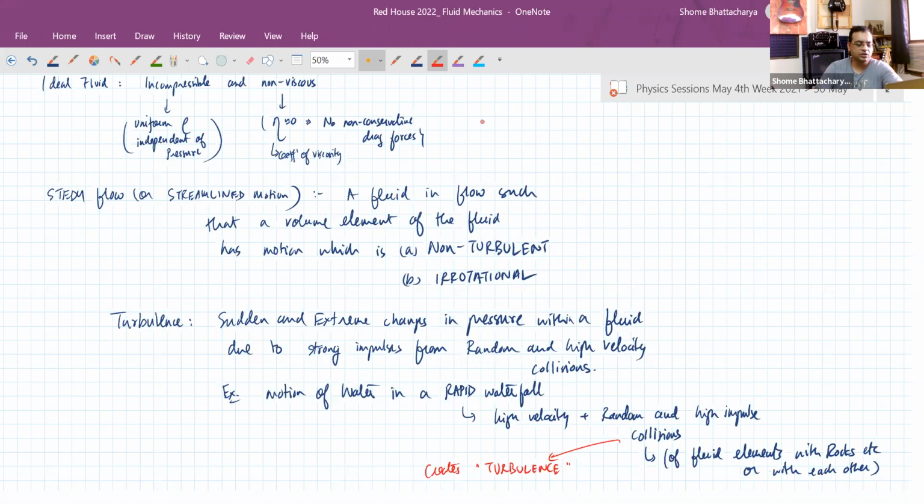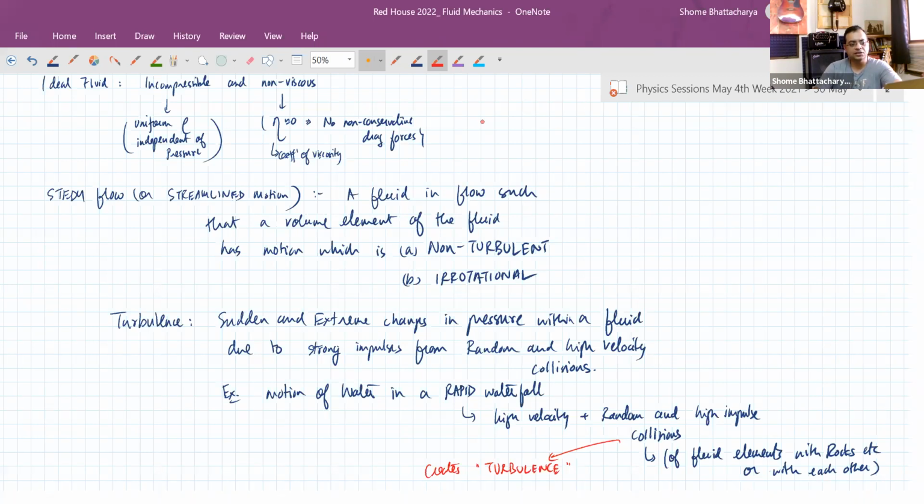And hence, it doesn't come in the category of steady flow, because steady flow or streamlined motion is above all a very predictable type of motion where nothing is changing randomly and nothing is changing suddenly. It's a very ordered and predictable type of flow of a fluid. So it goes completely against the property of turbulence. The moment there is turbulence, it will break that predictability of the flow. It will make it highly random and unpredictable.